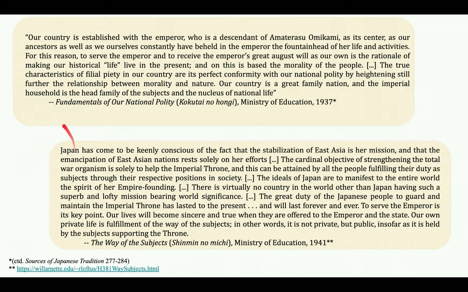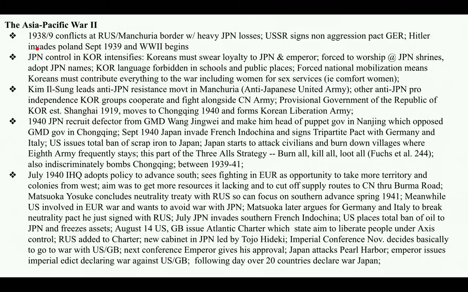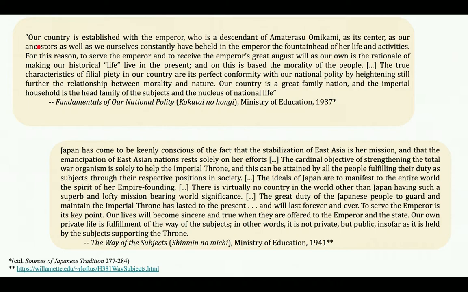And the first document is, its English name is Fundamentals of Our National Polity, in Japanese Kokutai no Hongi. And this was issued by the MOE in 1937. And it stated in part, it's a long document, so I just had to pick up bits and pieces here: Our country is established with the emperor, who is a descendant of Amaterasu Omikami, as its center, as our ancestors, as well as we ourselves, constantly have beheld in the emperor the fountainhead of her life and activities. For this reason, to serve the emperor and to receive the emperor's great august will as our own is the rationale of making our historical life live in the present. And on this is based the morality of the people.